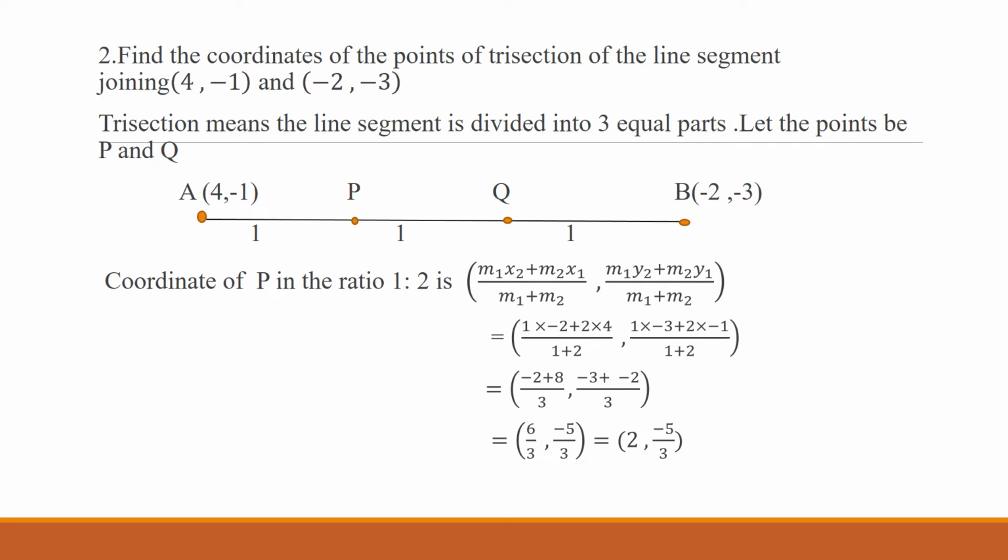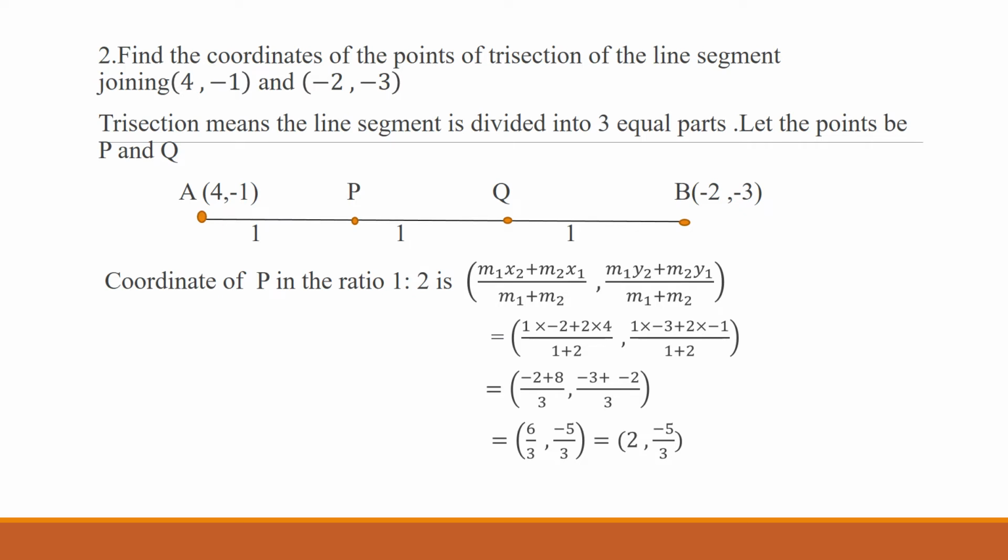Trisection means the line segment is divided into 3 equal parts. So here the line segment AB is divided into 3 parts and the 2 points will be P and Q. And we can say as it is divided equally, we can take the ratios as 1:1:1. For finding the coordinate of P with the line segment AB, we can say the ratio will be 1:2.